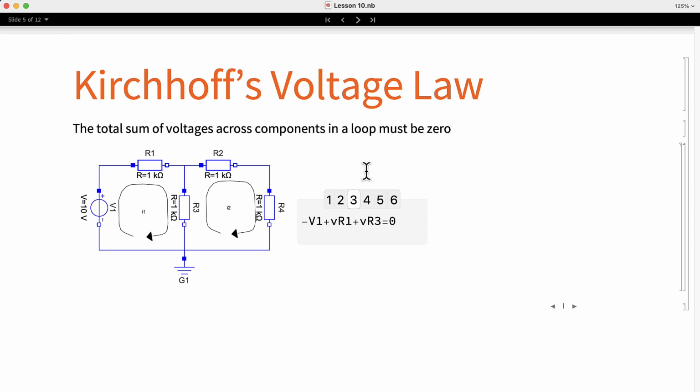We will continue with the second loop, and we are going to follow the same process. In this case, the current I2 enters resistor 3 through the negative. Therefore, we write the term as negative, minus VR3. In the case of R2, it's positive, and resistor 4 is positive as well. What these two equations are telling us is that for every loop, the sum of all the voltages is equal to 0.